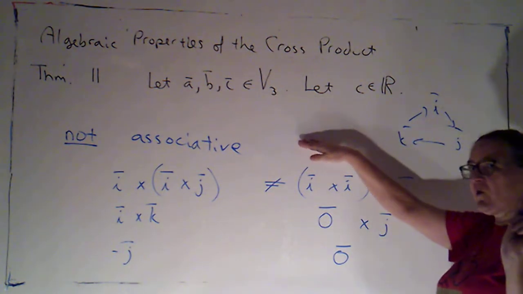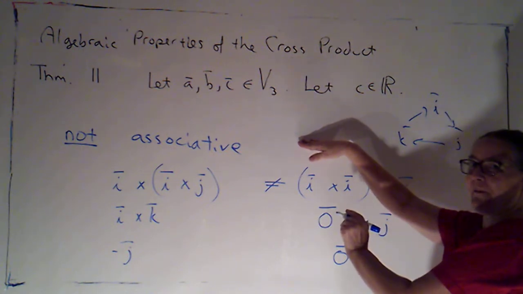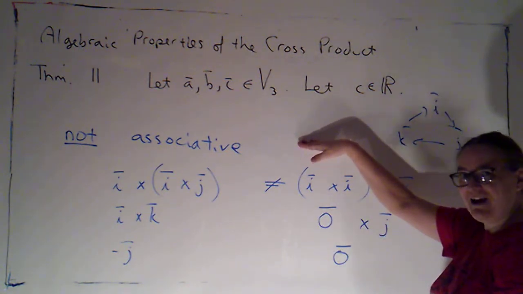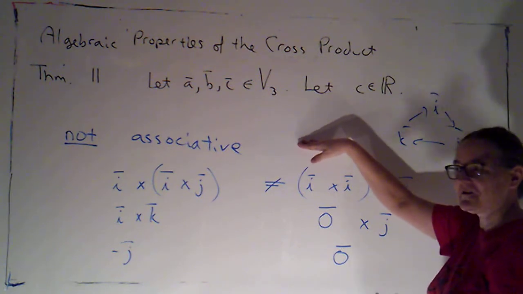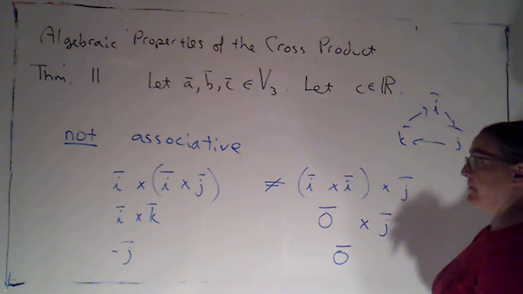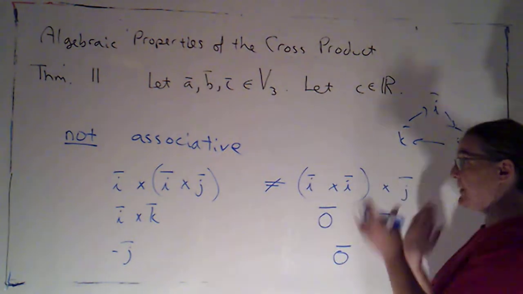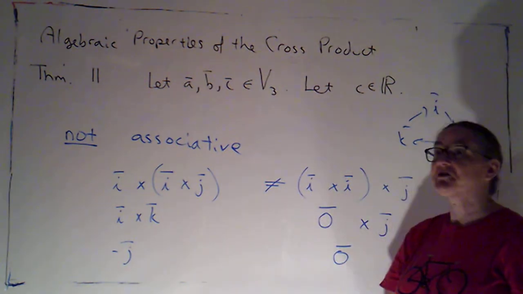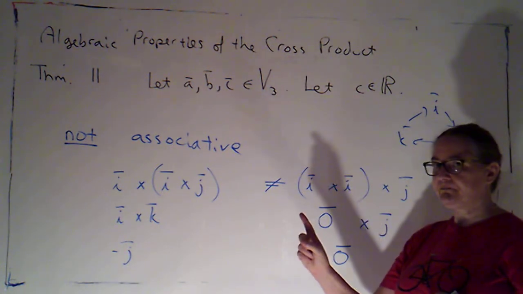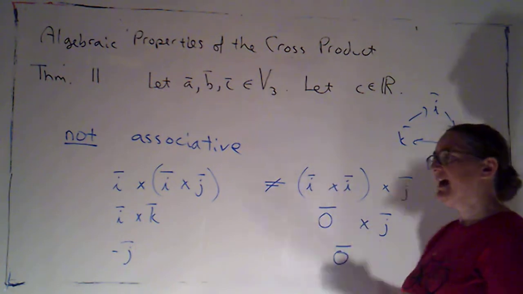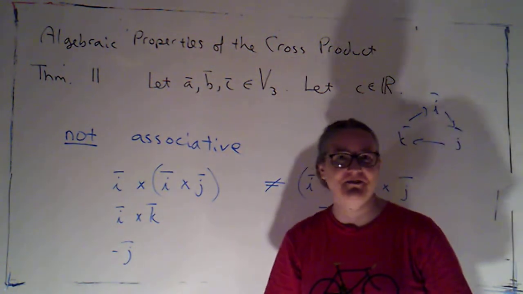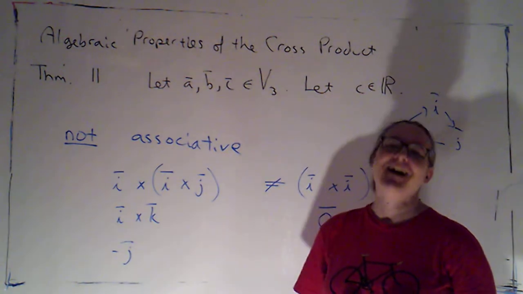Notice it only takes one example to prove that I don't have a property. If I want to prove that I do have a property, I have to work things out using arbitrary vectors that I write in terms of their components. But if I want to show I don't have a property, it just takes one example to say, nope, it's not going to be associative. So the cross product, even though we call it a product, is not commutative, it's anti-commutative, and it's not associative, and we don't even have any generalization of associativity that works. We just don't have an associative property.